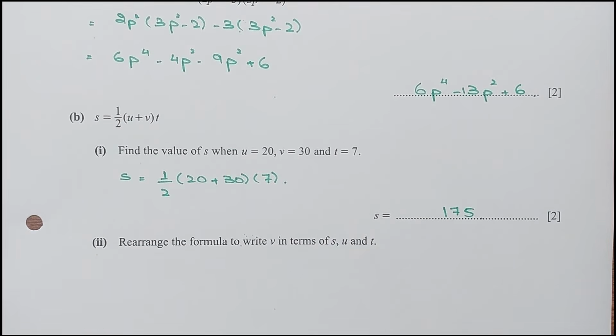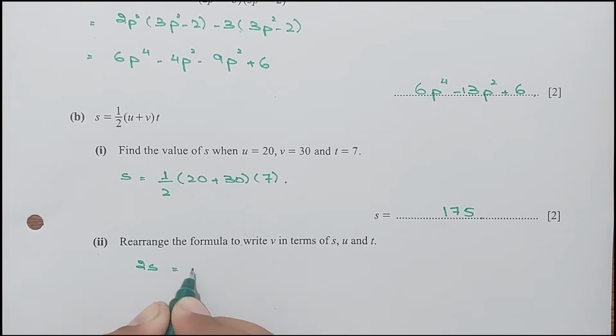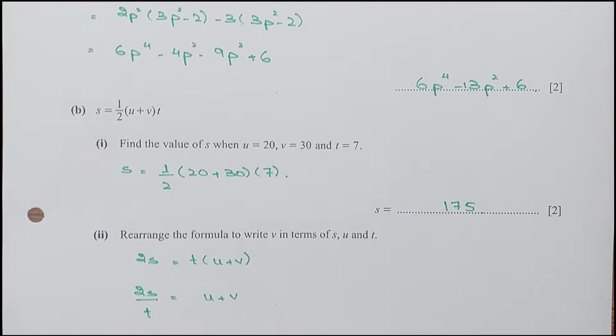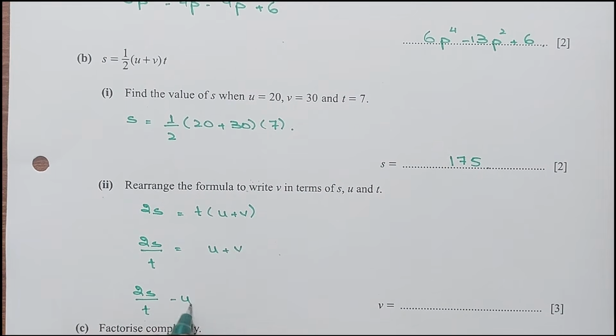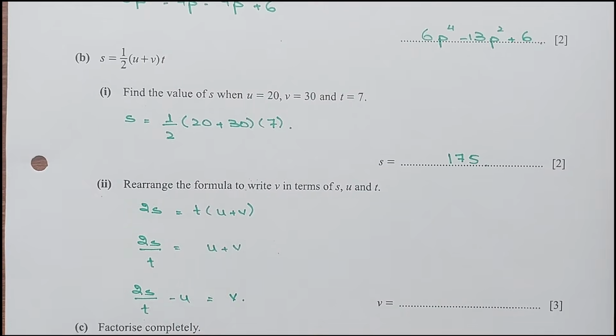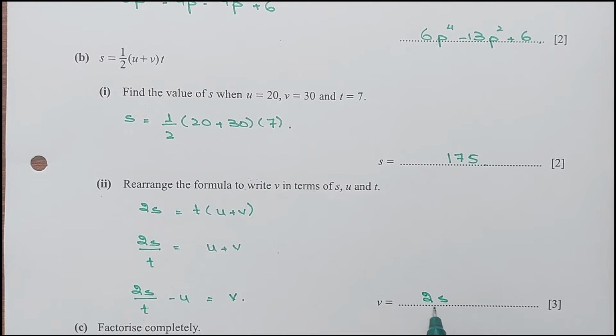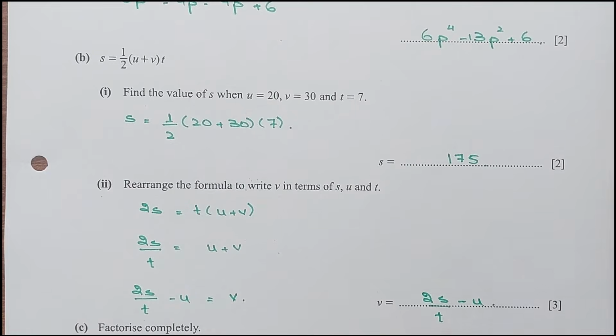Now for the second part, rearrange the formula to write V in terms of S, U and T. So we have to solve for V, right? Let me do the cross multiplication. We can say 2S would be equal to T into U plus V. 2S divided by T would be U plus V. And from here, 2S over T minus U would be equal to the V value. 2S over T minus U.